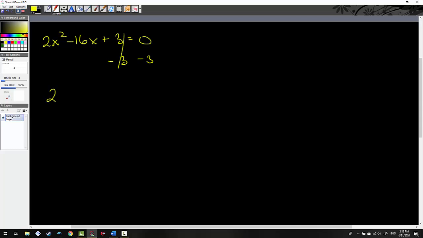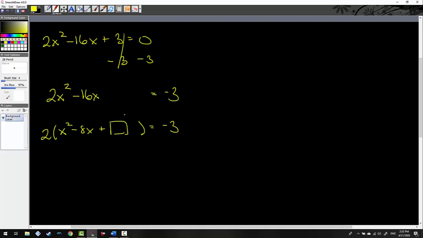So subtract the 3 like we always do. 2x squared minus 16x, leave myself space, is equal to negative 3. Now if you remember the rules of completing the square, they say that in order for a quadratic to be completing the square worthy, the leading coefficient has to equal 1. Right now our leading coefficient does not equal 1. It equals 2. So I'm going to factor out that 2. I get x squared minus 8x, leave myself space, equals negative 3.